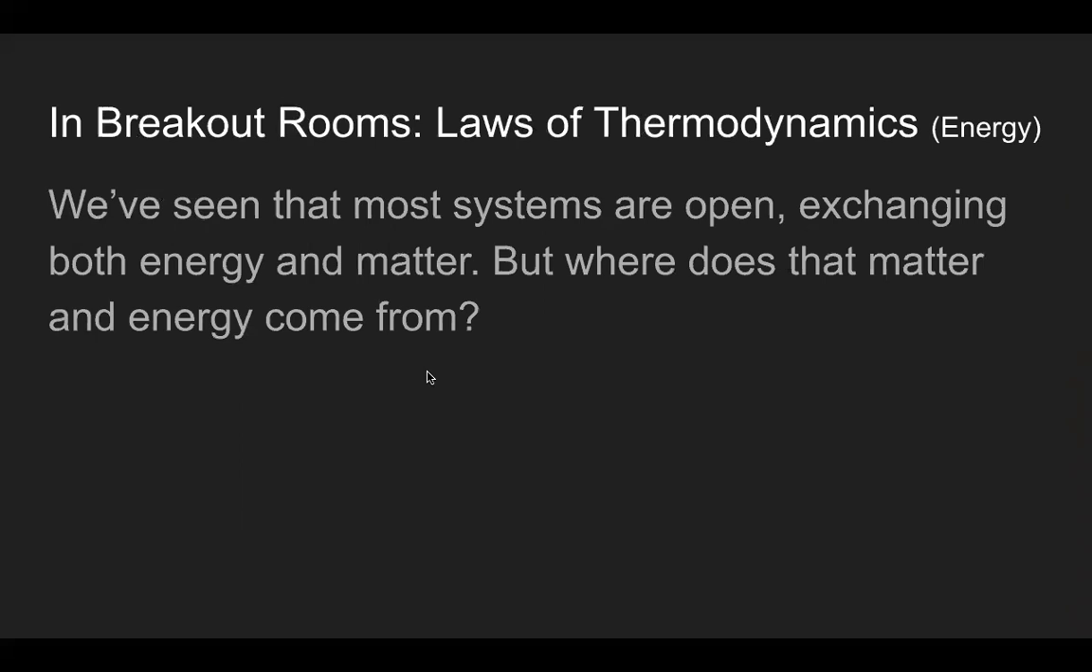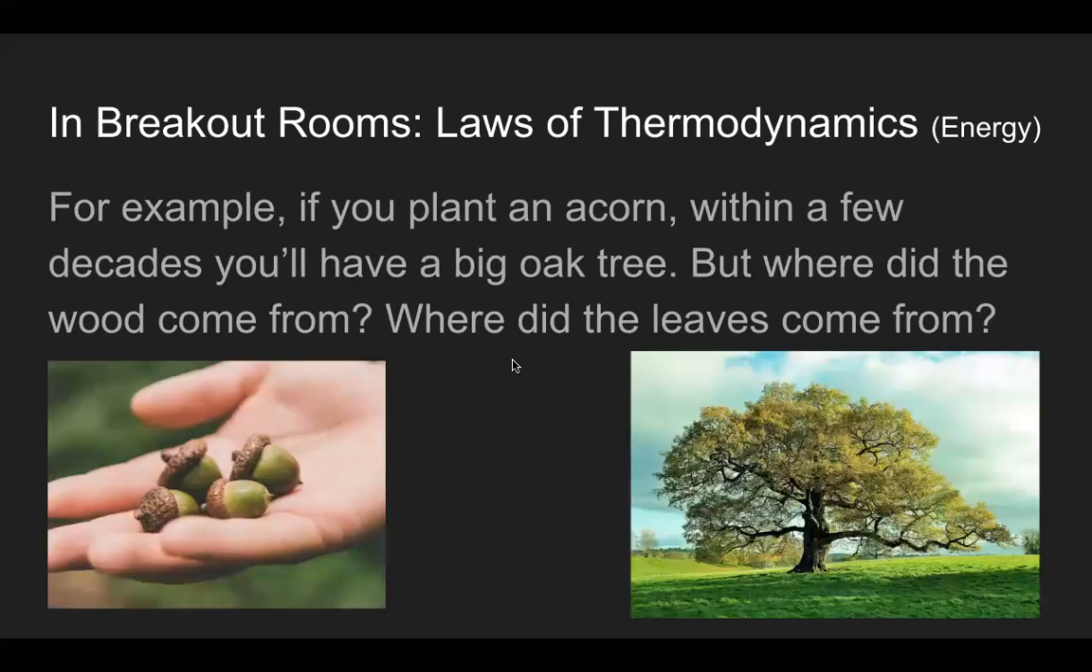So these open systems exchange energy and matter, but that still leaves the question, where is all this energy and matter coming from? So for example, if you plant an acorn, within a few decades, you'll have a giant oak tree in the same place. But where did the wood come from that makes the oak tree? Where did the leaves come from that make the oak tree? They're not in the acorn originally, so how did they actually get there?